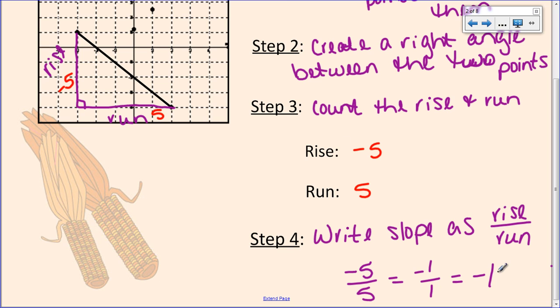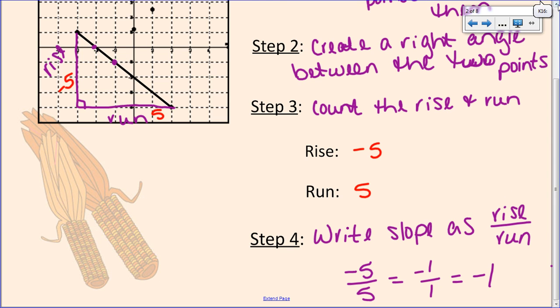But what that means, what this tells me, is to get from one point to the next on my graph, I have to go down 1 and over 1 to get there. And so if you look, if I start here and I go down 1 and over 1, I'm at a point on the line. If I start at this point and go down 1 and over 1, I'm again at a point on the line.